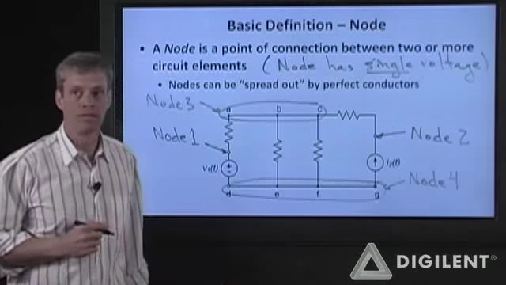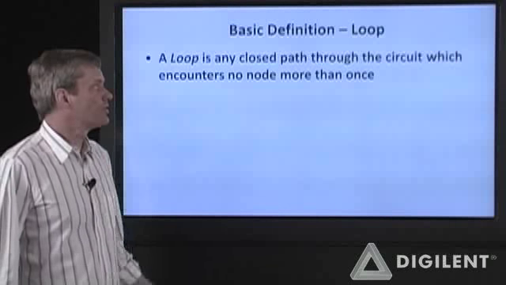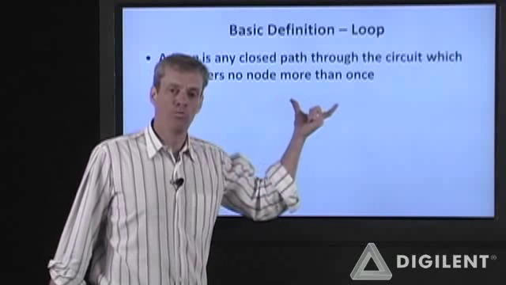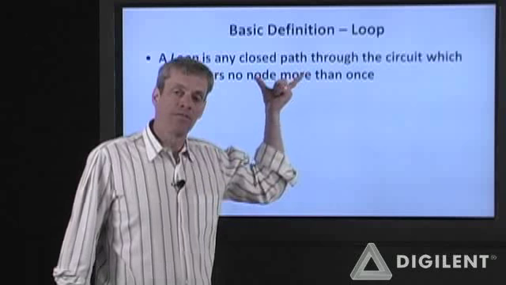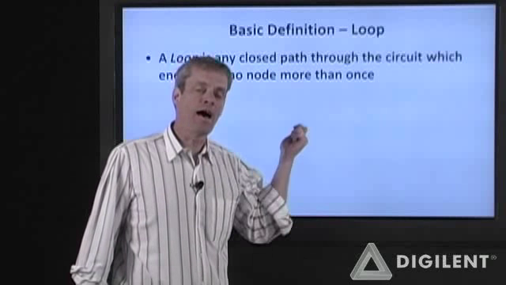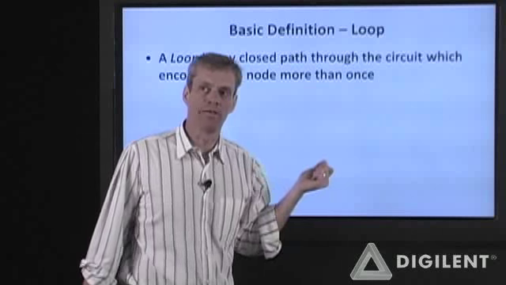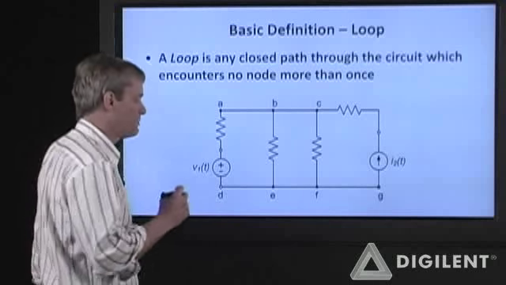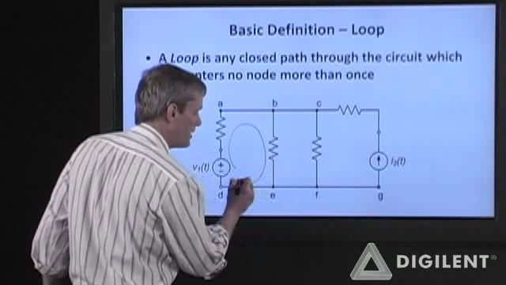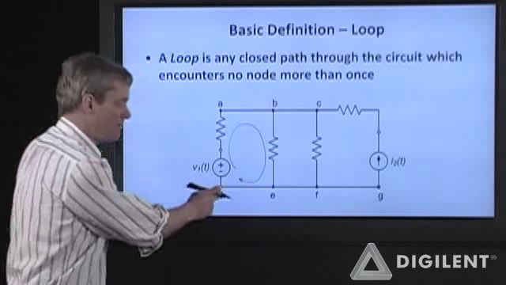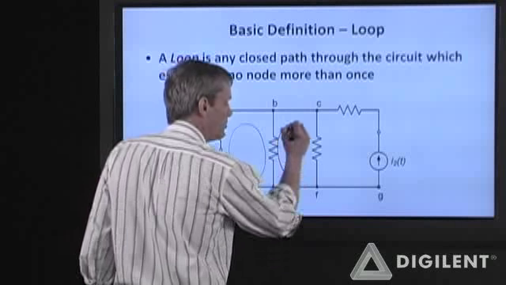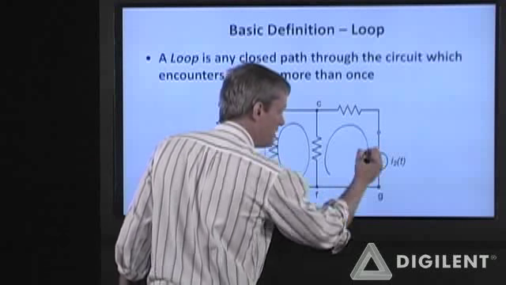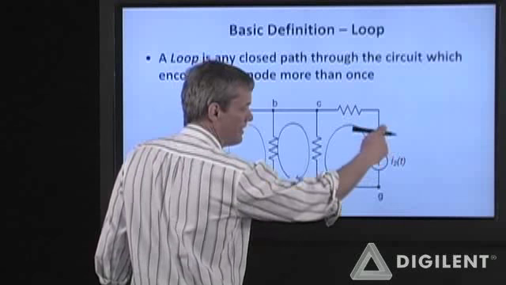Okay, a loop in an electrical circuit is any closed path in a circuit which encounters no node more than once. By closed path, the main thing that's important here is that we have to end up at the same node that we started with. So for example, in this circuit here, we have a number of possible loops. We can generate a loop that goes through D, A, B, E, and back to D. We can also have a loop which goes through E, B, C, F, and E. This loop here goes through F, C, and then back to G.